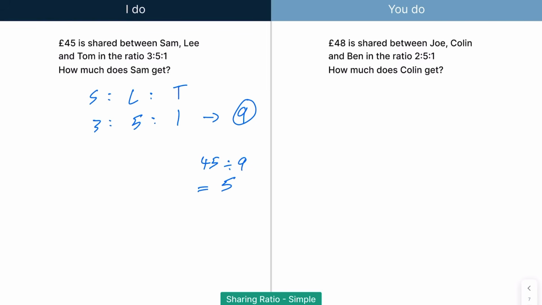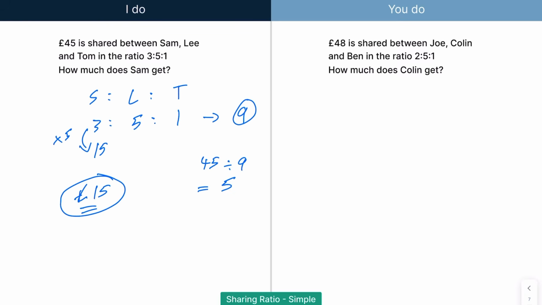So in this case, it's asking us how much does Sam get? So we know Sam has 3 parts, so we just do 3 times 5, and that is 15. So the final answer is £15. And if you worked out the rest, if you worked out this and this, you will find the total will always add up to 45.